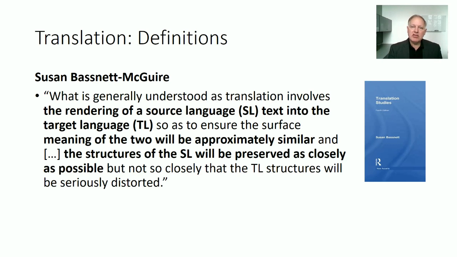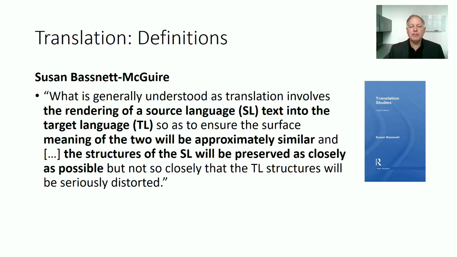Now, if you go back to the previous slide, Larson was talking about changing the form but holding the meaning constant. Bassnett-McGuire is talking more about a give and take, right? We want the meaning to be as close as possible, but we also want the structures or the language forms to be as close as possible. But not so closely, she says, finishing up here with her quote, that the target language structures will be seriously distorted.